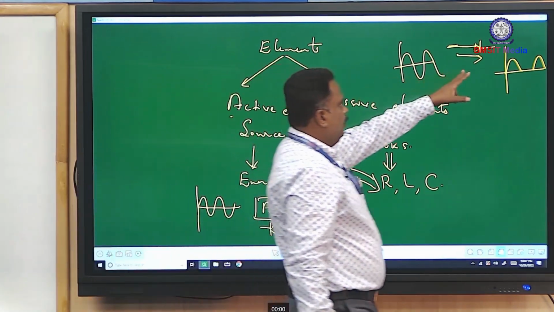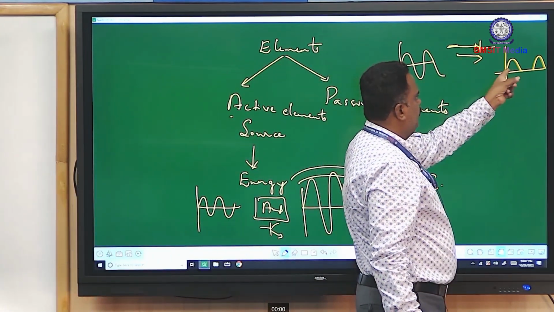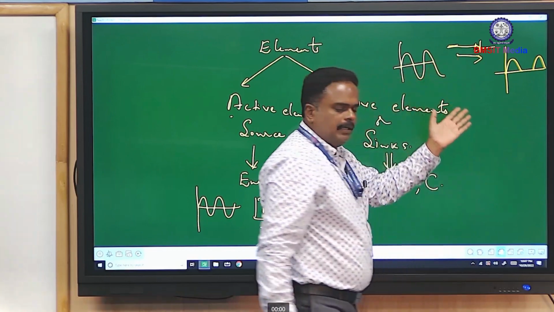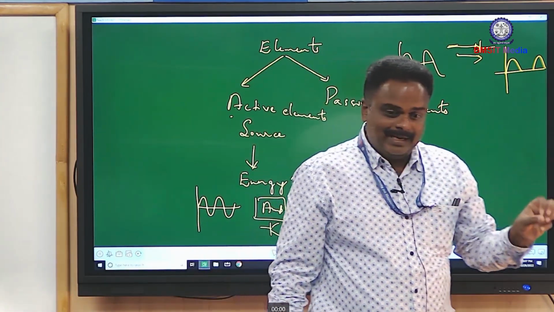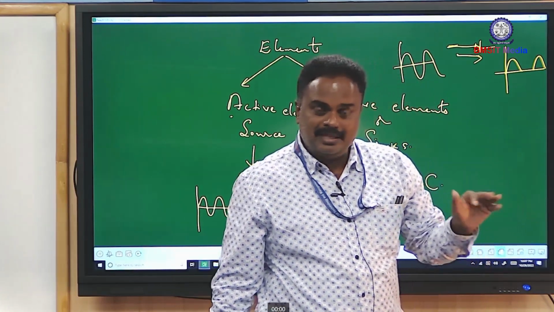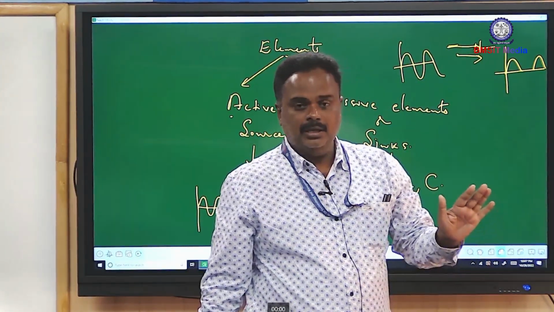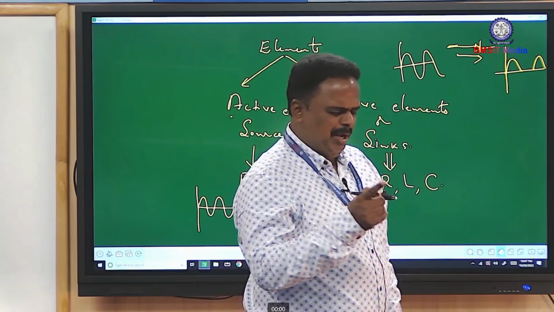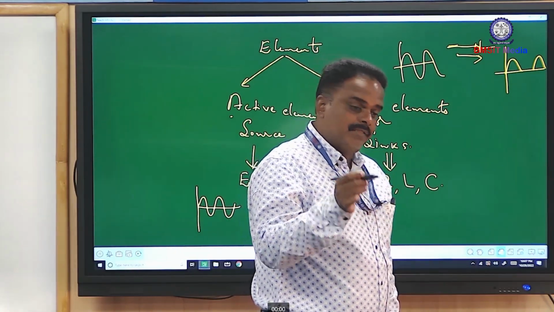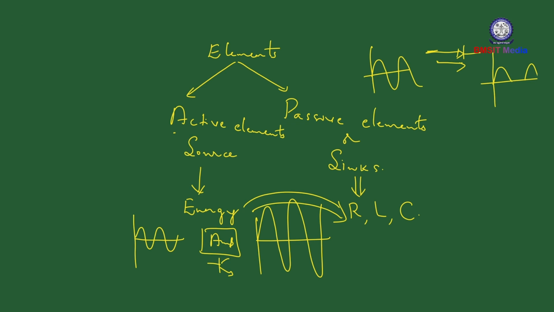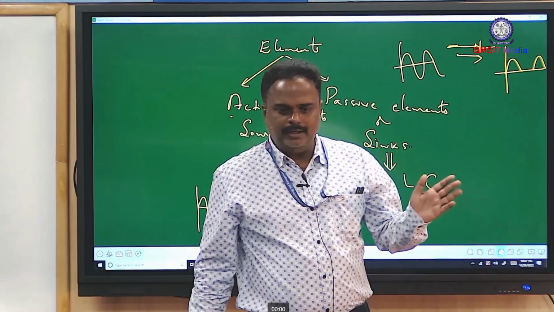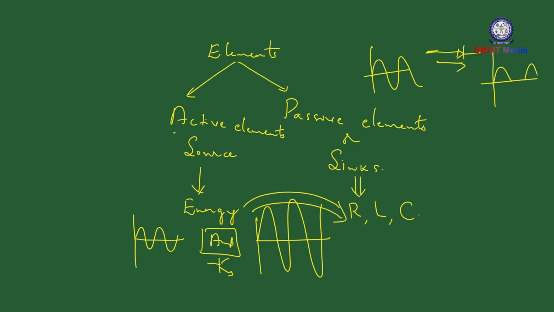Similarly diode, when you pass a signal through a half wave rectifier, you will get a half rectified wave. With a full wave rectifier, you will get a full rectified wave. Here the characteristic of the signal is changed. Hence, these elements are classified as active elements. When you pass a signal through an element, if the characteristic of the signal is not changed, then they are classified as passive elements. So, these are the two main types of elements.